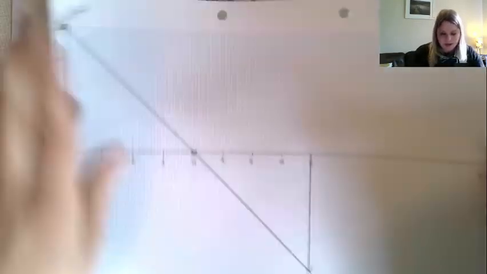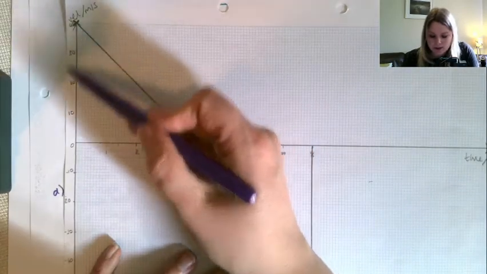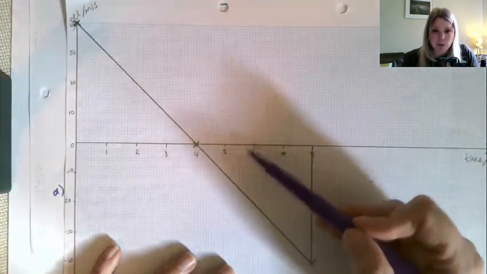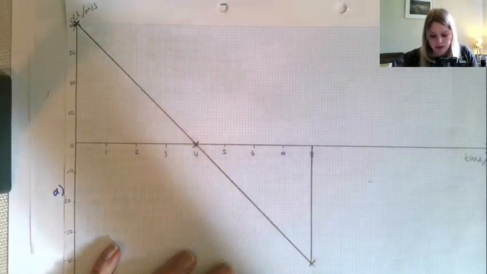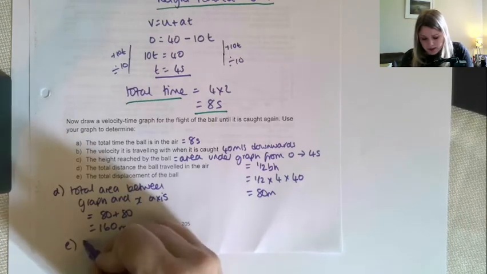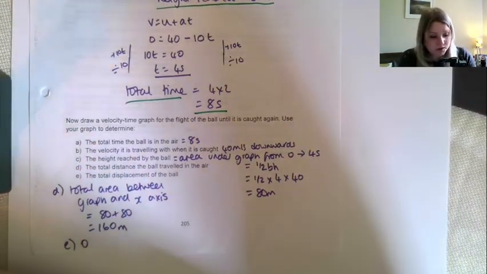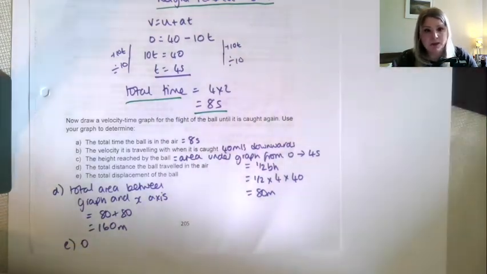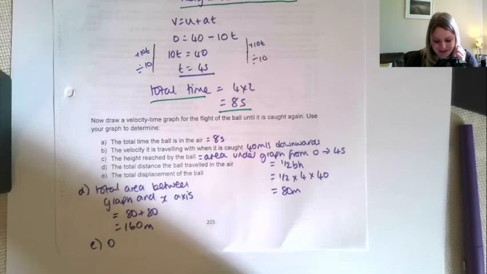And then part E, the total displacement of the ball. Well, to get the total displacement, technically, we're doing this area, and then we would take away this area because it's going to be the displacement in the opposite direction. So we're going to end up back at 0. The other way you could answer that would just be to think it through logically. This thing has ended up where it started, so its final displacement is going to be 0. Right, so hopefully that has made sense.